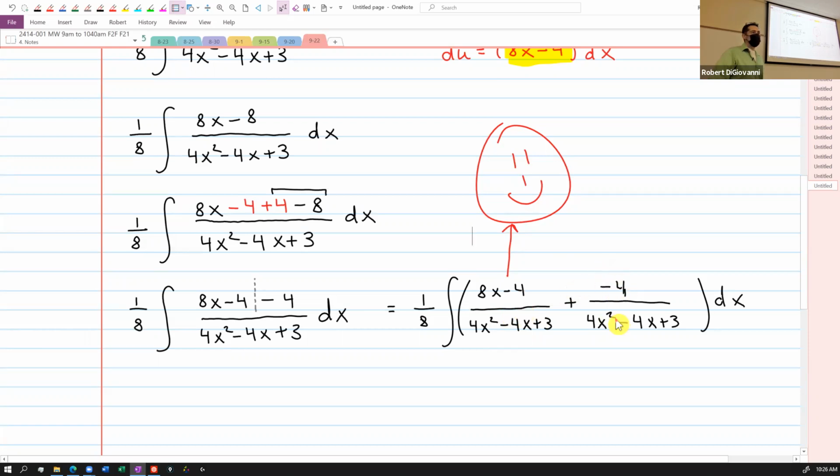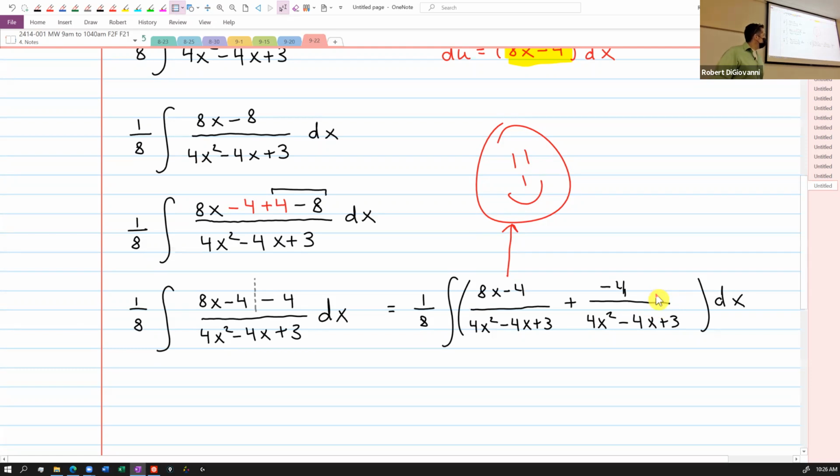But now we have this new problem, right? So how do we deal with that? What's on top? Okay, what's on the bottom? Irreducible quadratic. How do you deal with a constant over an irreducible quadratic? Complete the square. We just did a problem like that, right? I took a break and walked out. Y'all did that type of problem already, didn't you? So now you're gonna have to do it here.